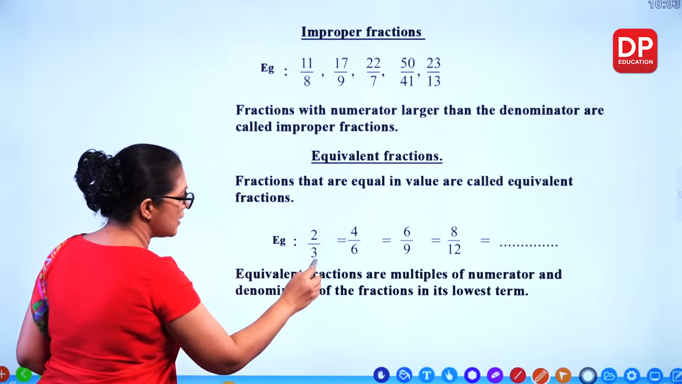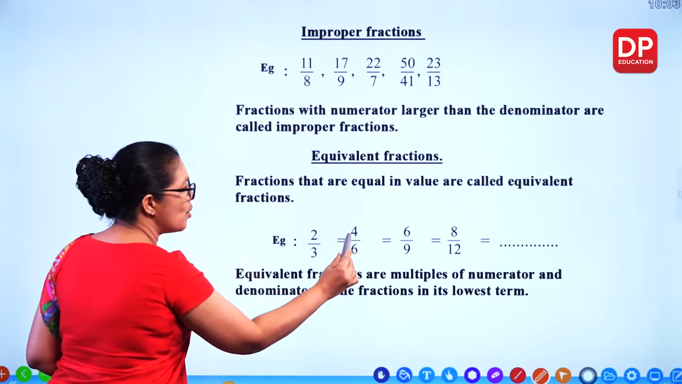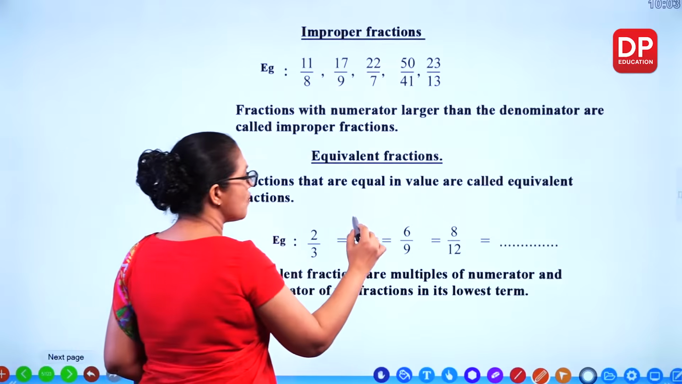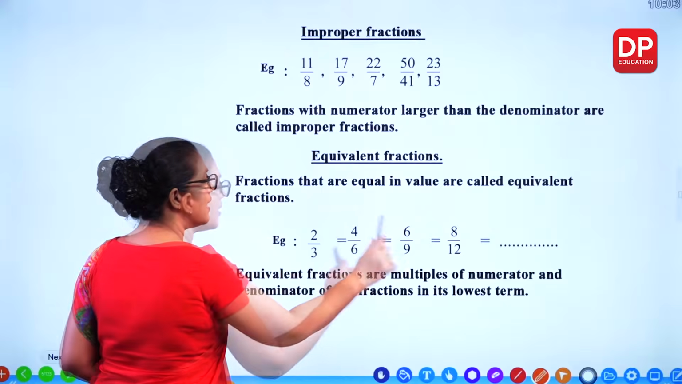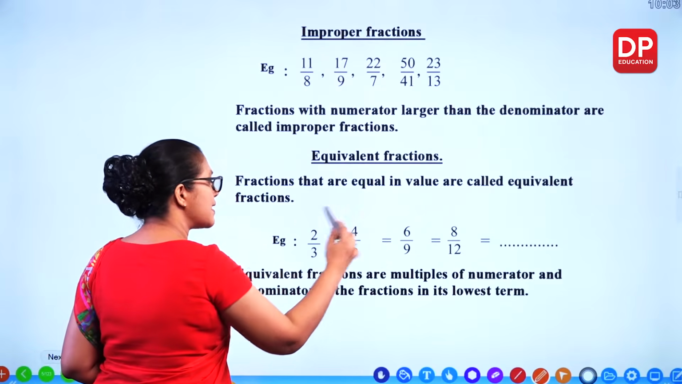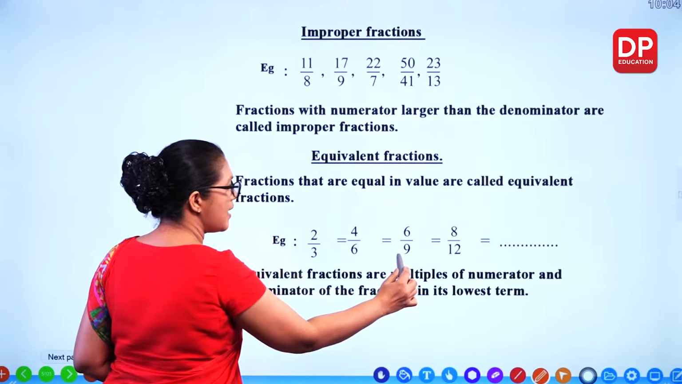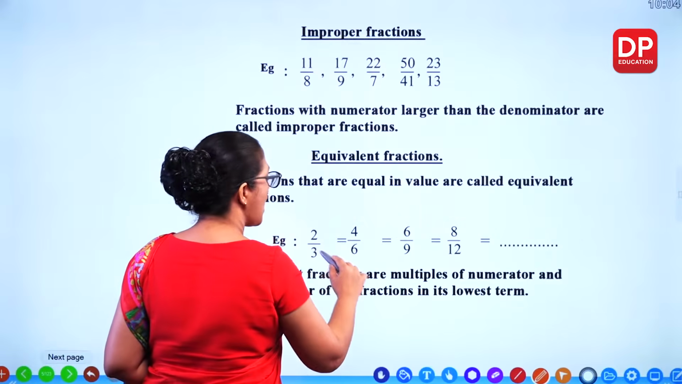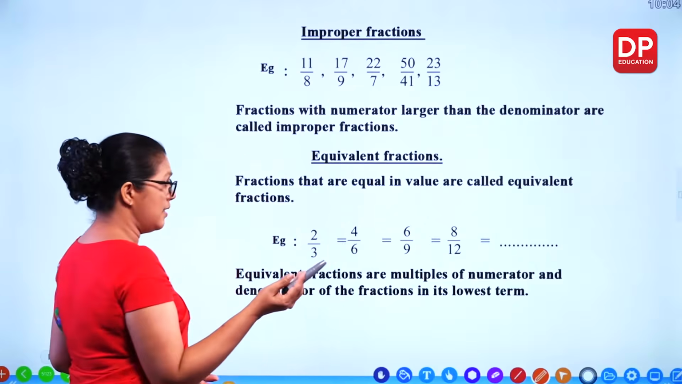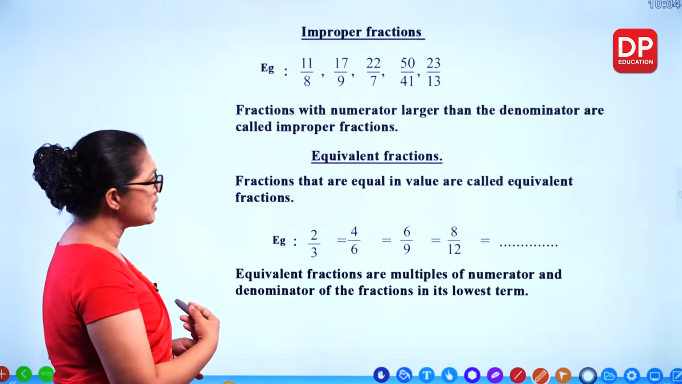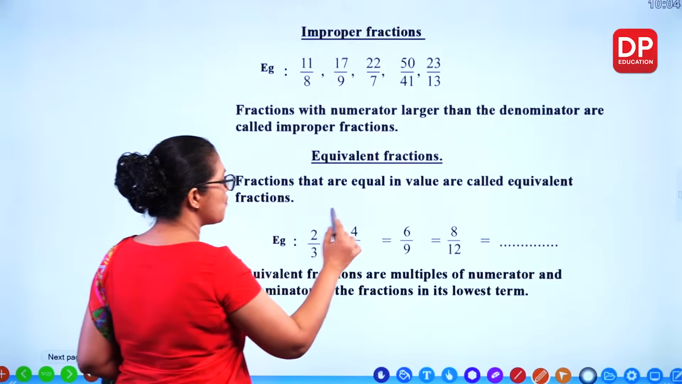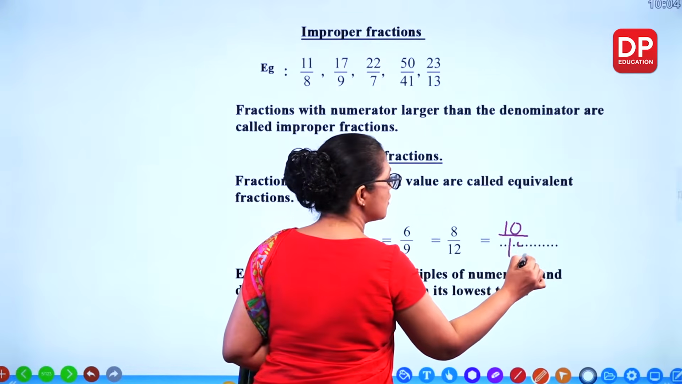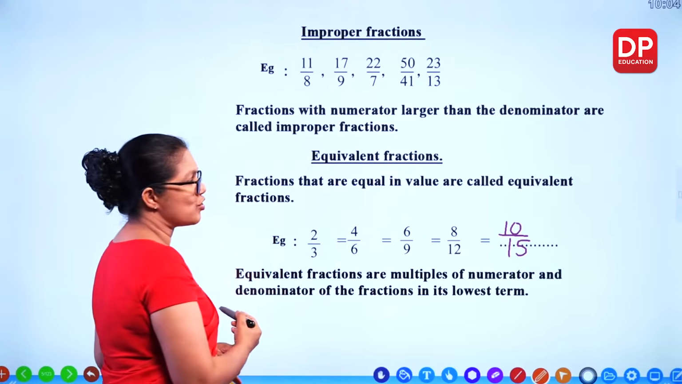Look at this one, 2/3. Multiply by 2, 2 times 2, you get 4. 2 times 3, 6. So likewise, multiply by 3, 3 times 2, 6. Then 3 times 3, 9. Multiply by 4, 4 times 2, 8. 4 times 3, 12. So you can again multiply by 5. 5 times 2, 10. 5 times 3, 15. So that's also equivalent fractions.